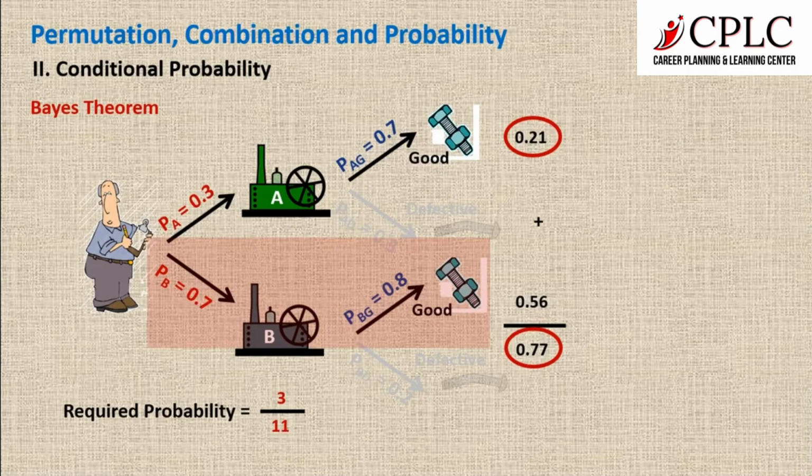This is called conditional probability or Bayes theorem also. Very straightforward. Every piece of information will be available to you. All you have to do is read the question properly, find out these facts, try to represent them in this particular way, and then you figure out what you are supposed to find out.